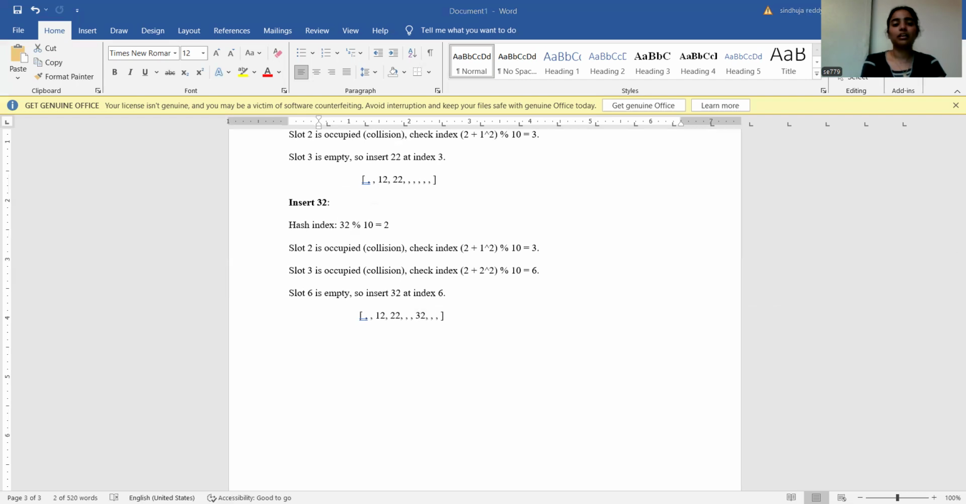Both probing methods have their advantages and disadvantages. Linear probing is easy and more efficient because we directly check the next slot. With quadratic probing, we need to calculate and then check. So both have advantages and disadvantages. Thank you. This is my explanation about hash tables.